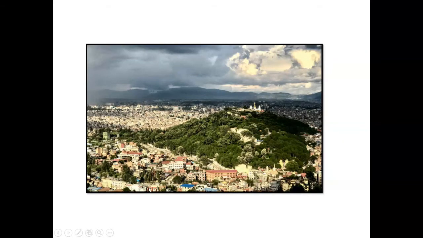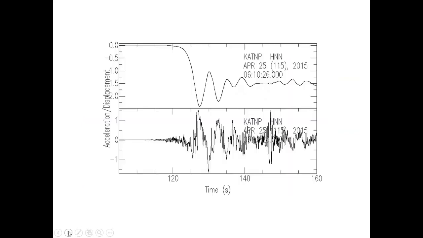But then what happened in the valley? Why wasn't there more damage due to the amplification? Okay, so let's see. This is what there was. There wasn't a lot of seismometer data or accelerometer data from the earthquake, but there was a little bit.